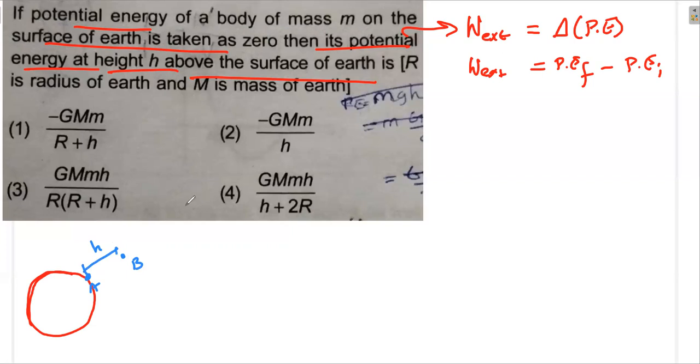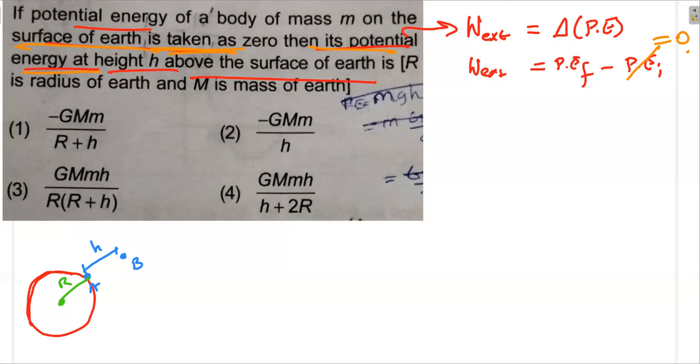Final is point B, initial is point A. Initially it will be at a distance of capital R from the center, and finally it will be at a distance of R plus h. Here the assumption is that potential energy at the surface of Earth is taken to be 0. So the surface of Earth means at A, and at A this is taken as 0. That's the given condition. If I take this to be 0, what is the potential energy at final, that is point B? It's just the work done.